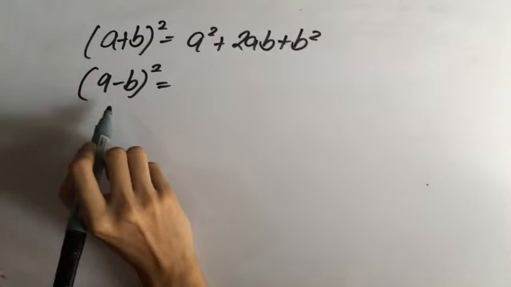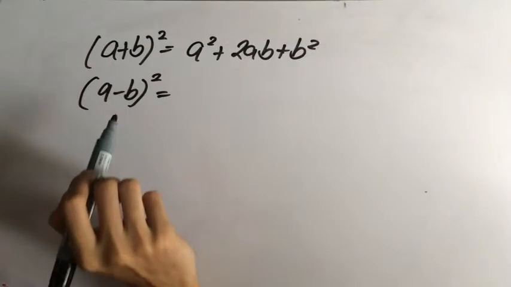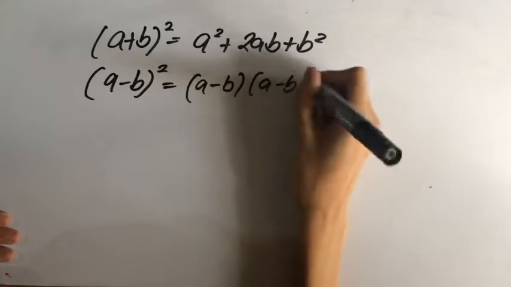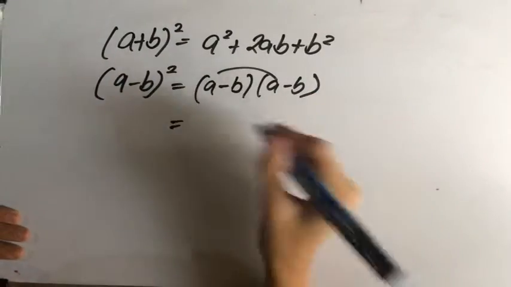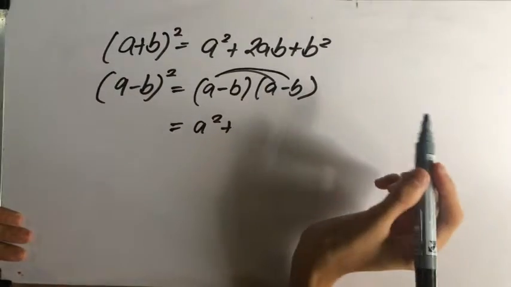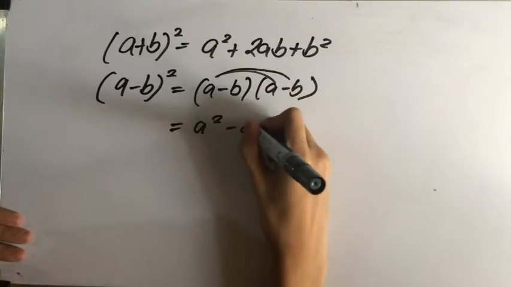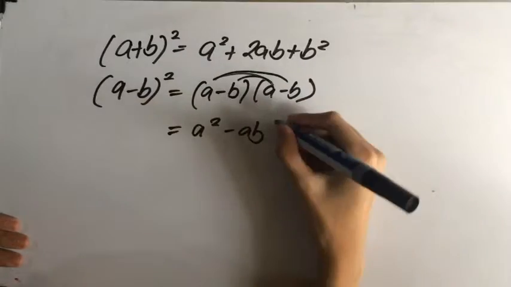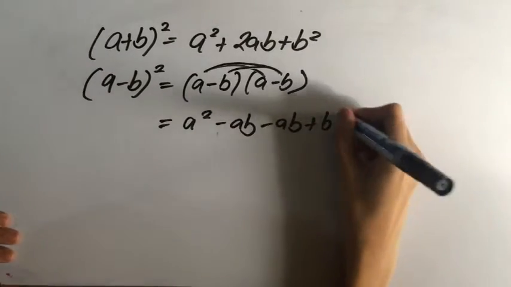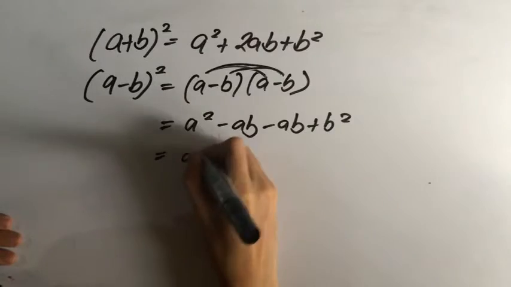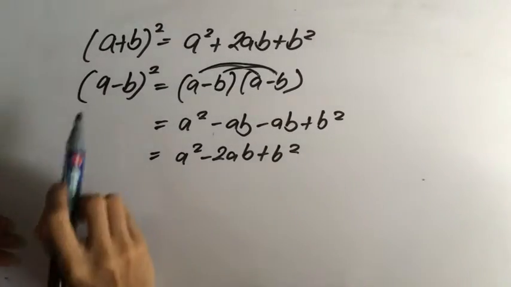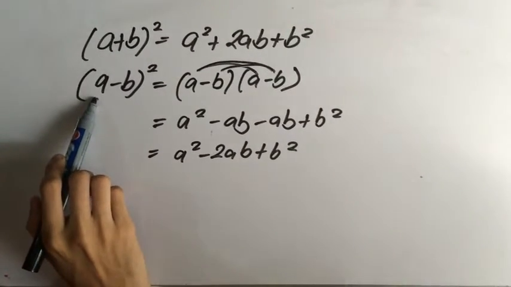So what if we have the negative sign, (a - b) squared? When we expand it, (a - b) times (a - b). So using the FOIL method, a times a, a squared, plus a times negative b, minus ab. Negative b times a, minus ab. And negative b times negative b, plus b squared. Combining the like terms, a squared minus 2ab plus b squared.